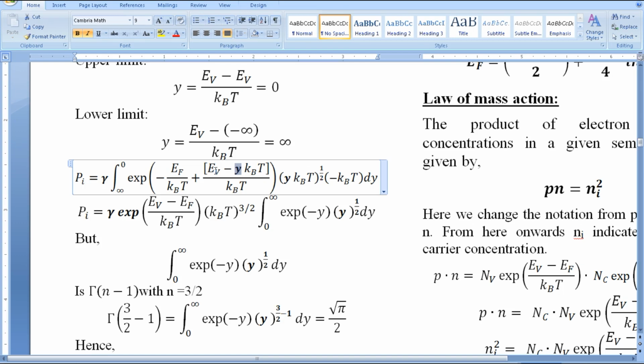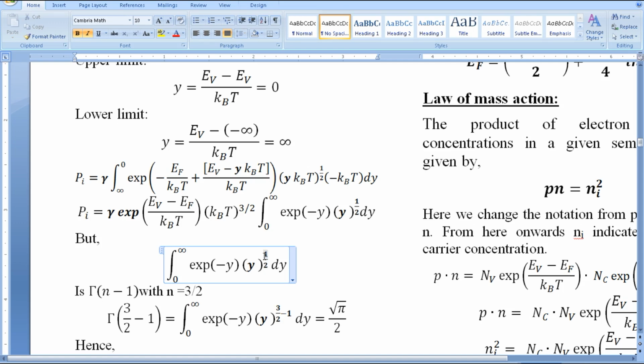If you combine this term and this term, it is going to be EV minus EF by kBT. EV minus EF by kBT exponent, which has no integral dependence, so it's a constant pulled outside. And similarly, this kBT power 1 by 2, this kBT power 1 becomes kBT power 3 by 2. It also comes outside. And the integral goes from 0 to infinity, e power minus y and y power 1 by 2.